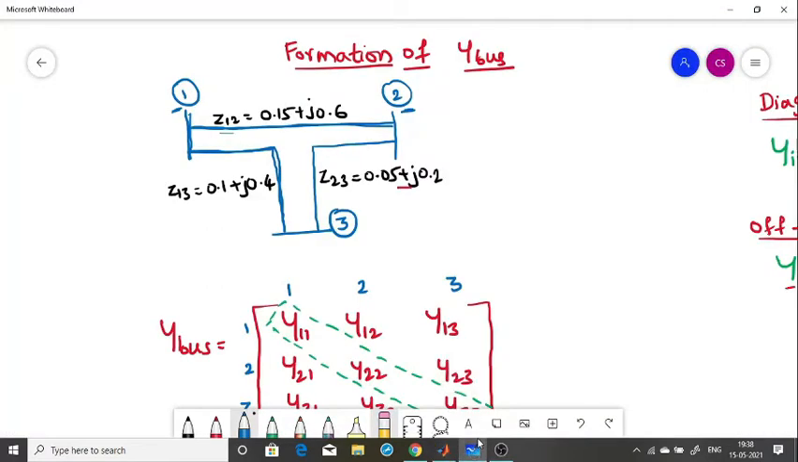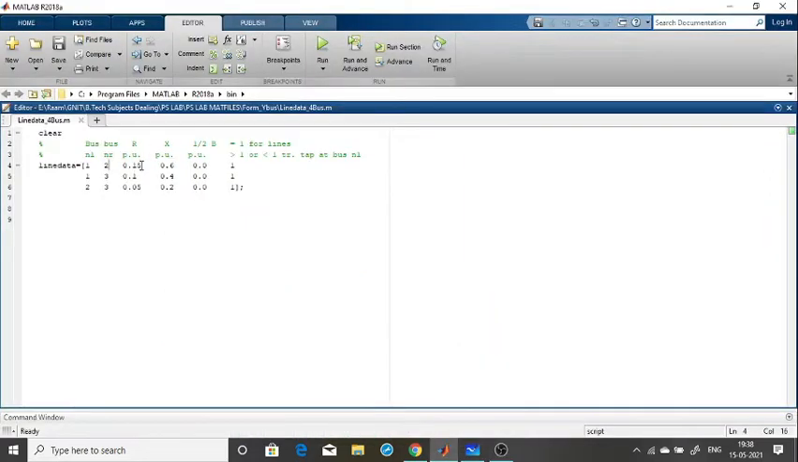We have here 0.15 plus j0.6. This indicates resistance, this indicates reactance. Same thing, 0.15 is the resistance, 0.6 is the reactance. So it doesn't contain any susceptance, so it is 0. It also doesn't contain any transformer, therefore it is 1. If there is a transformer, then there will be a change in the value. If it is a step up, then it will be more than 1. If it is a step down, then it will be less than 1.